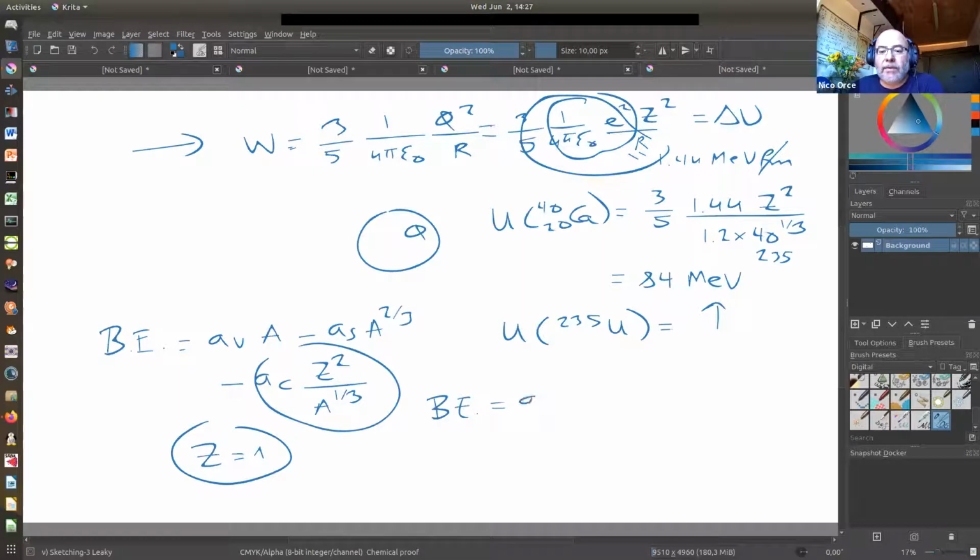We're going to have A_V A minus A_S A to the 2/3 minus A_C Z times (Z minus 1) over A to the 1/3. And you can see now that for Z equal to 1, this is equal to 0, right? Okay. So far, so good.